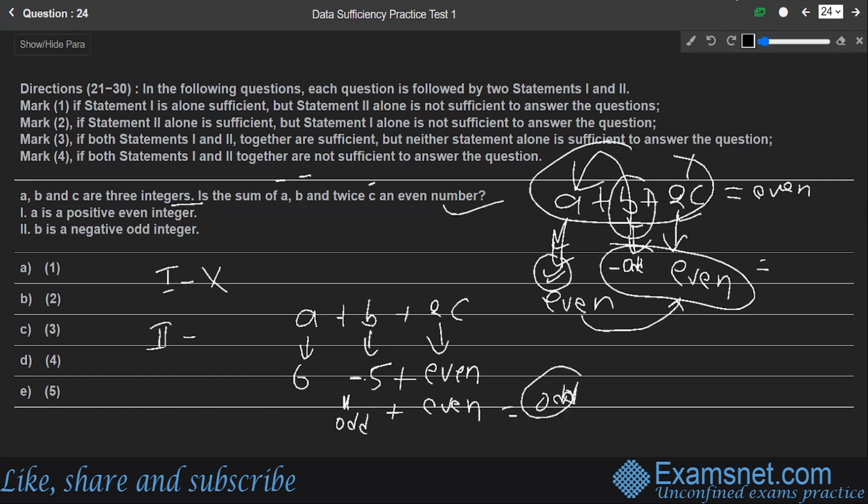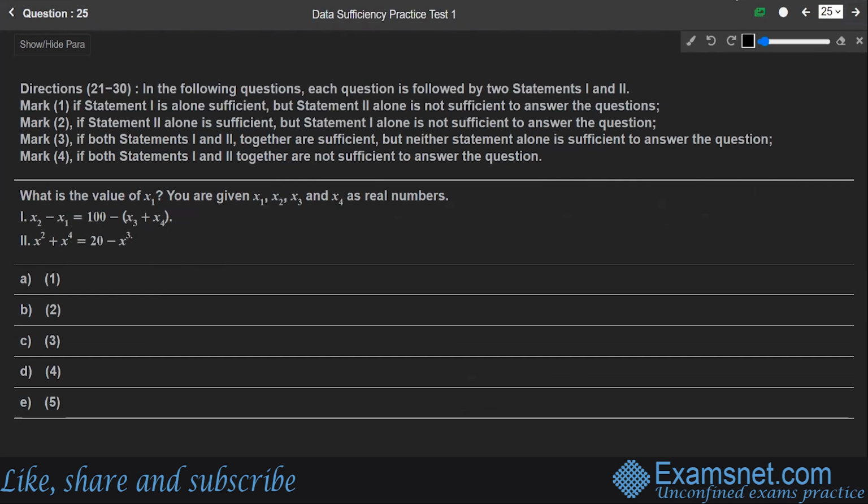The question was, is the sum A plus B plus twice C an even number? The answer is coming as no. So we are able to answer the question. The answer could be between yes and no only, and we are able to answer that the answer is no. So clearly, by combining the information together, we should mark option 3, which says both statements first and second together are sufficient. So the right answer is C3.